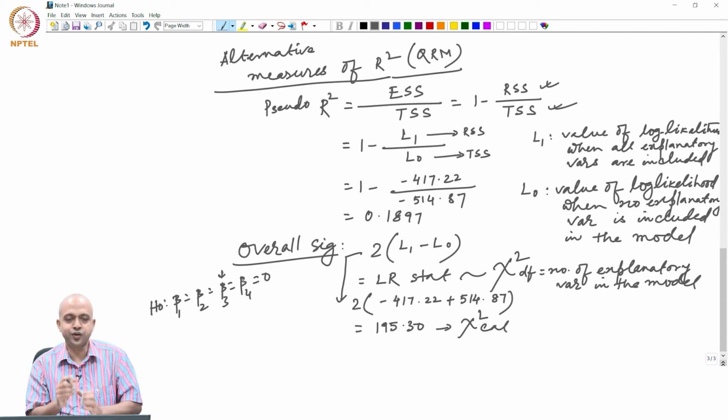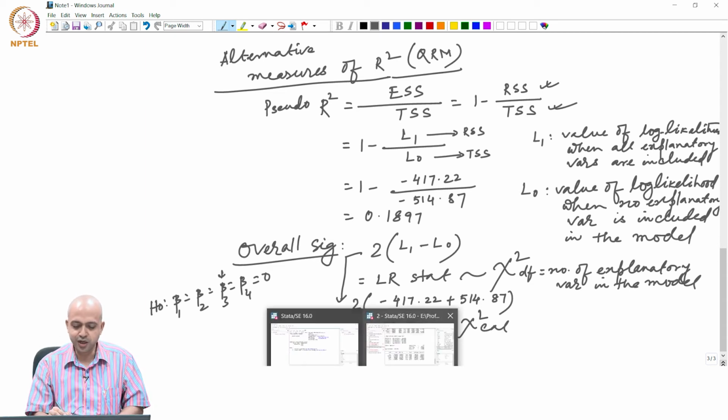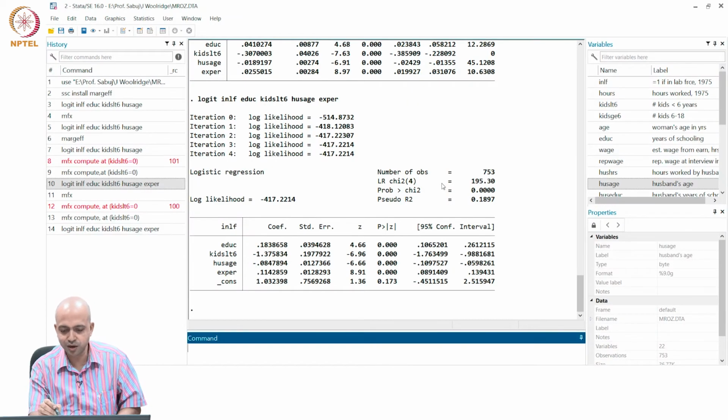So, the overall significance of the model you will get by the LR chi-square statistic given by Stata. Look at this now: LR chi-square is 195.30 with 4 degrees of freedom, and Stata is also reporting the corresponding p value, which is 0.000. That means LR chi-square is highly significant at the 1% level, and this shows that your model is overall significant.